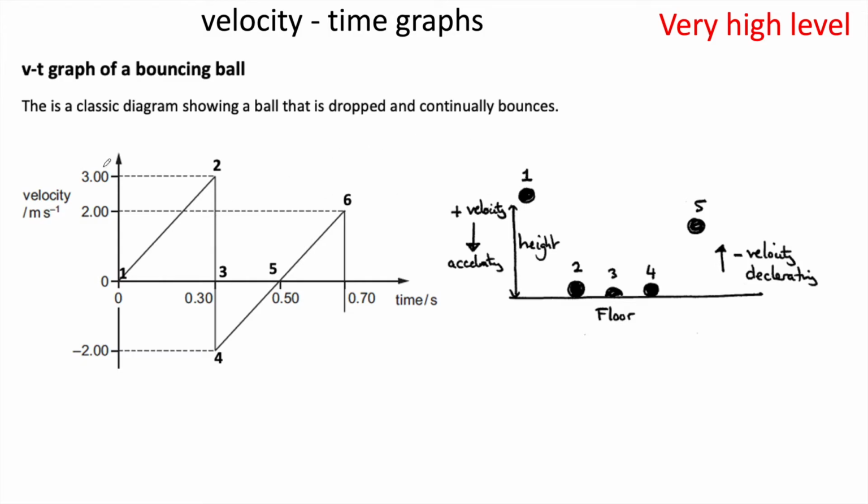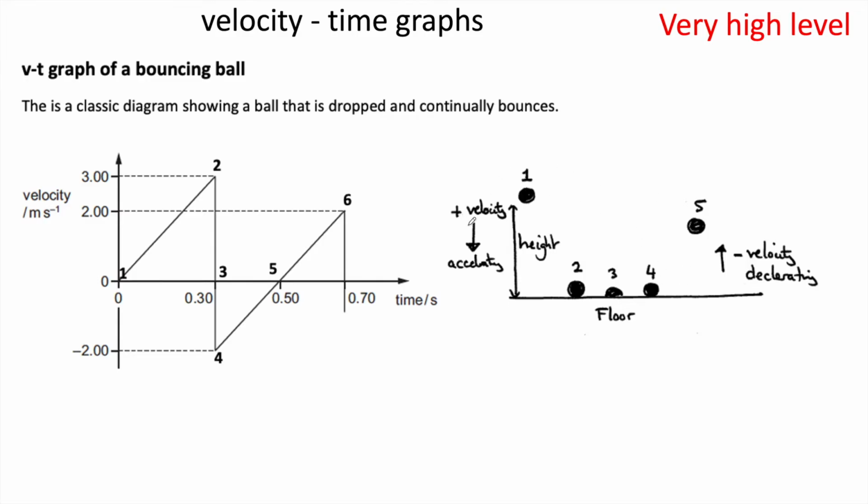So first of all, we've got velocity on this axis and we've got time on this axis. And what this graph does is it represents the velocity of the ball from when we drop the ball at this height to when it bounces back again. So let's have a look.